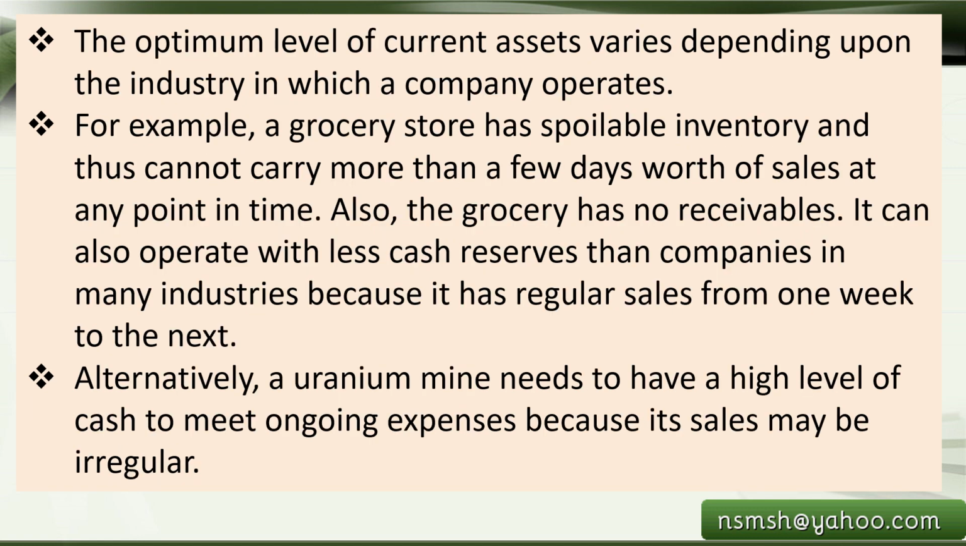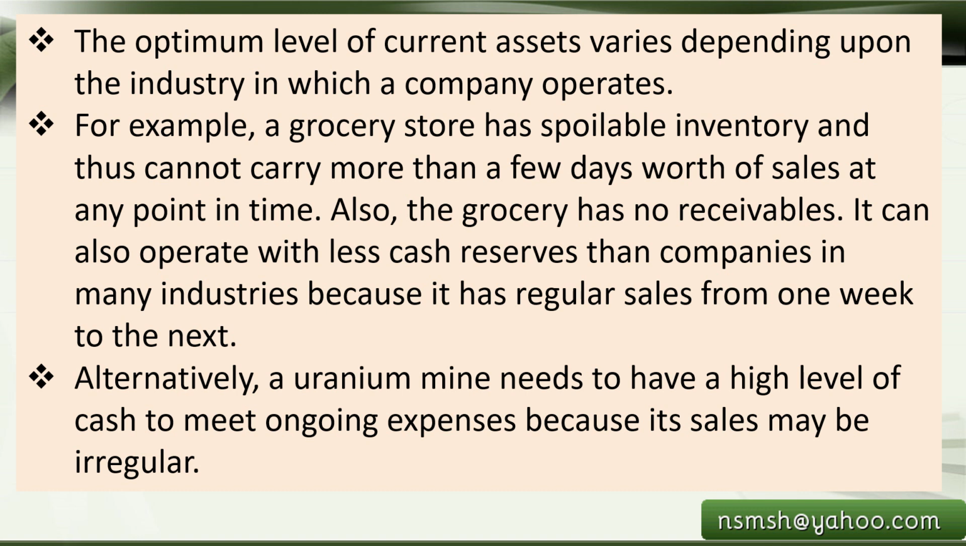The optimum level of current assets varies depending upon the industry in which a company operates. What could be the optimum level? It depends on the industry. For example, a grocery store has spoilage inventory and thus cannot carry more than a few days' worth of sales at any point in time.